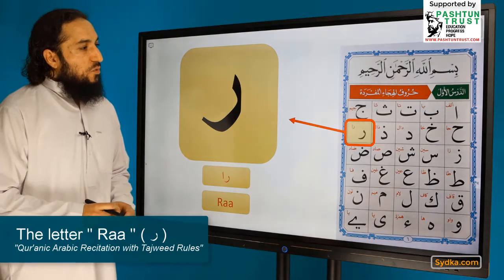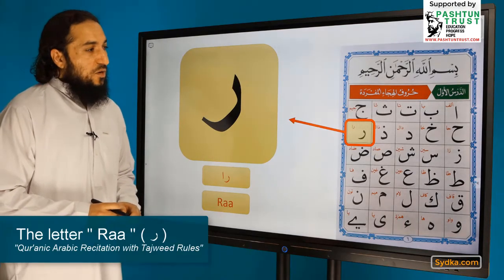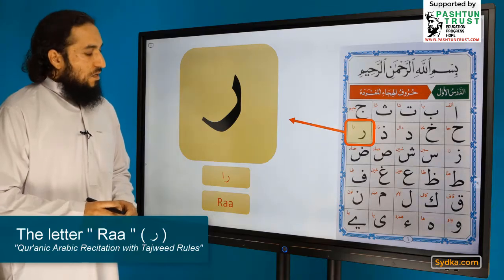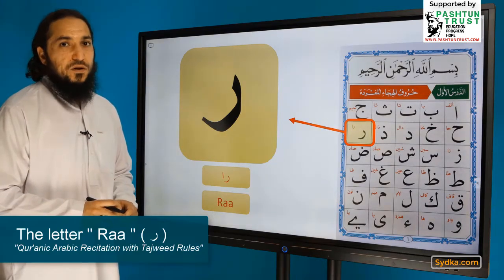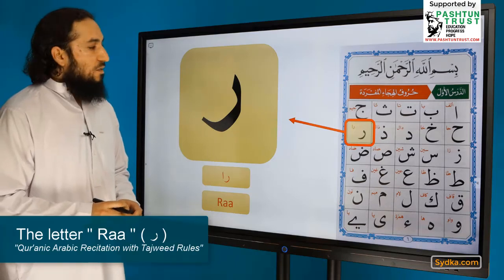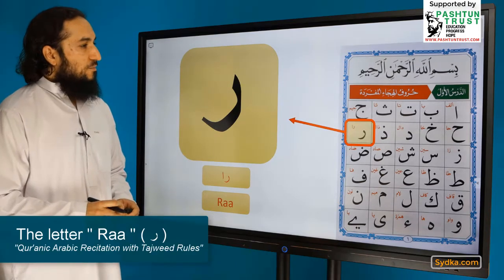So in this session we will be studying the 10th letter of the Arabic alphabet. It is called Ra, and the sound is R. As repetition, Ra, the sound is R.